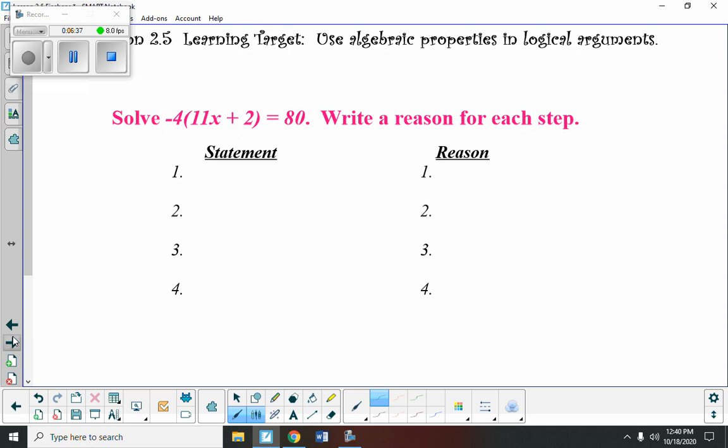All right, let's do another one. So first of all, we're going to write the statement that they give us. And that is given. That's going to typically be your first step in every proof, given. So next, if I was going to solve for x, I would distribute -4 times each term in the parentheses. And so that is the distributive property.